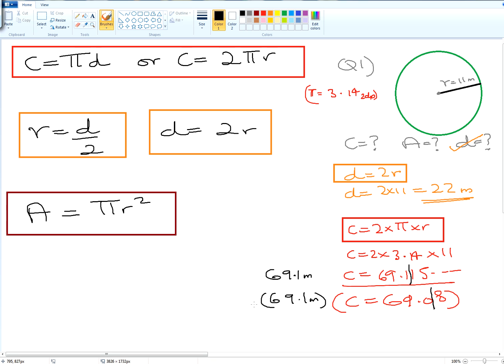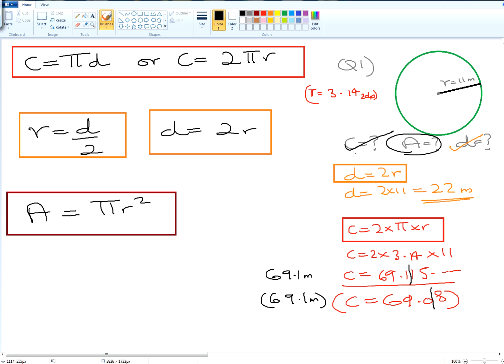So if they tell you use 3.14, use 3.14. If they don't tell you, you can use the pi button on the calculator as well. To get the pi button on the calculator, you found it? Okay, so what have we done so far? We have worked out the diameter, and we worked out the circumference.